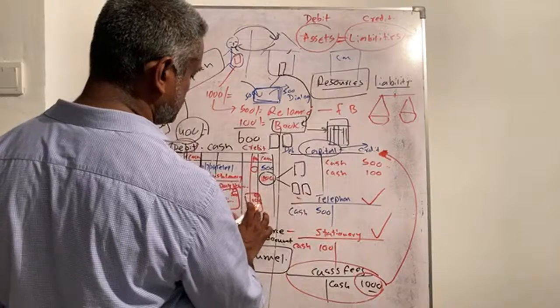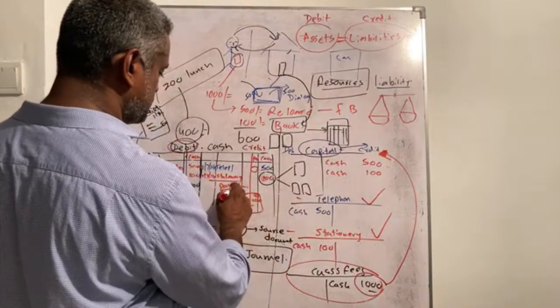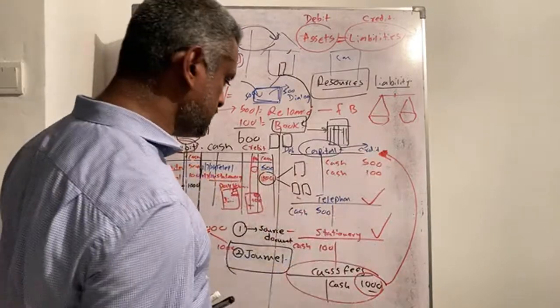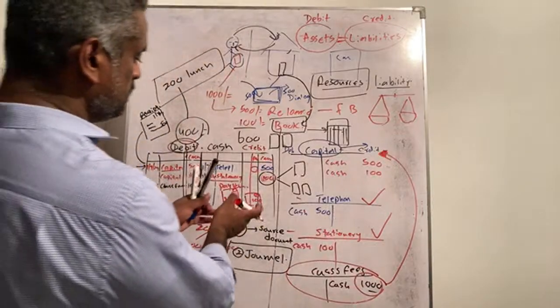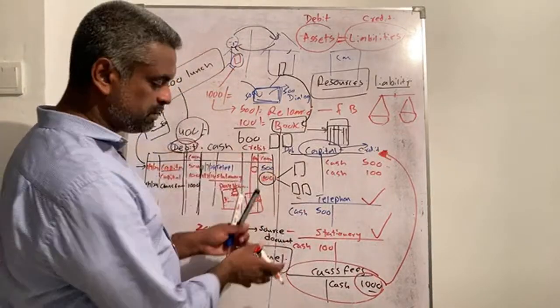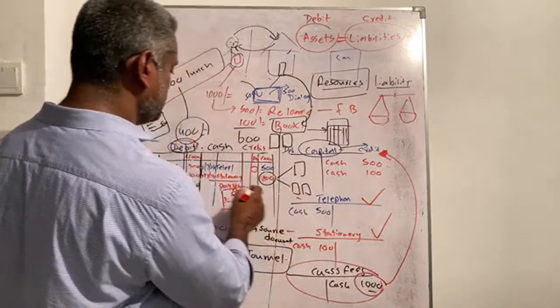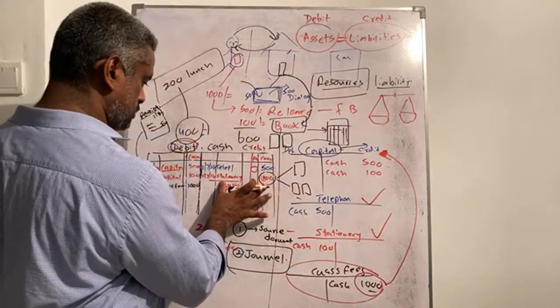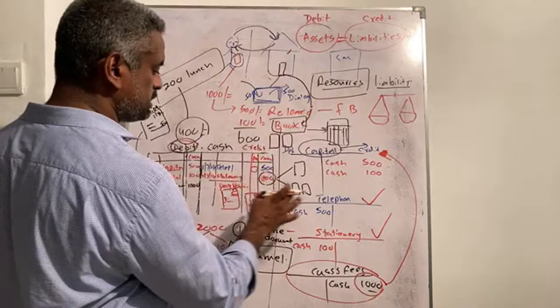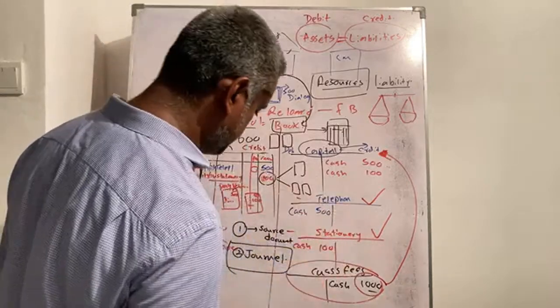Then this payment voucher is the second voucher. First one, second one, the serial order must be there, right? It will be recorded, it will be filed in a separate file, the payment voucher file, and you will update the journal also. Journal, cash book credit, and the stationery debit, right?